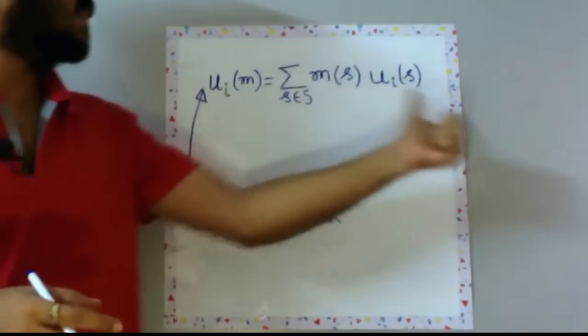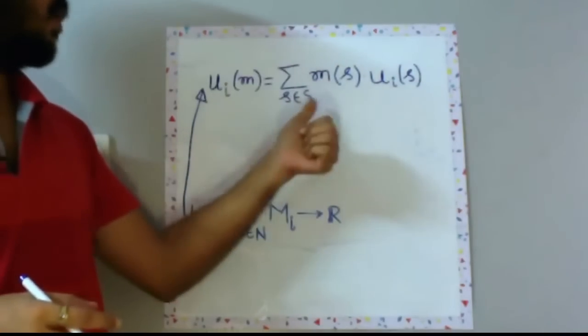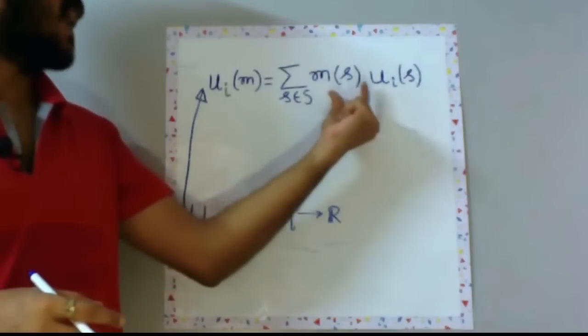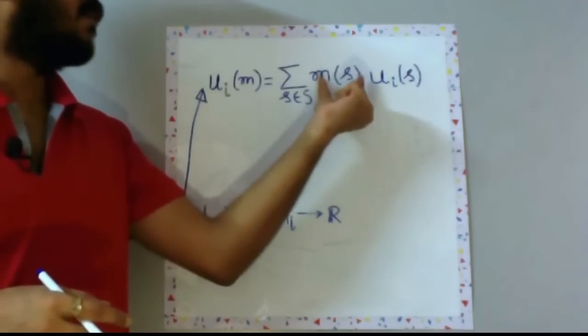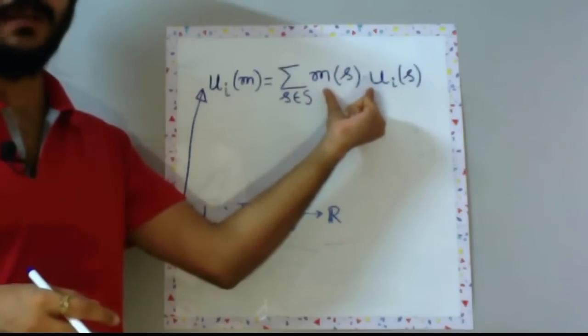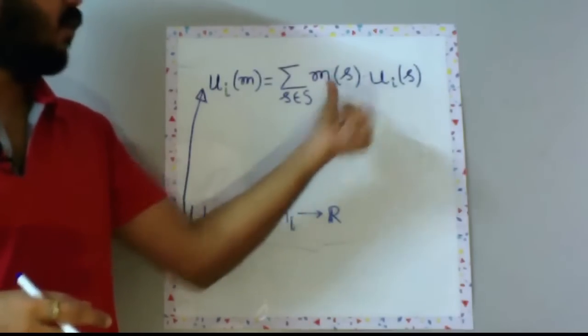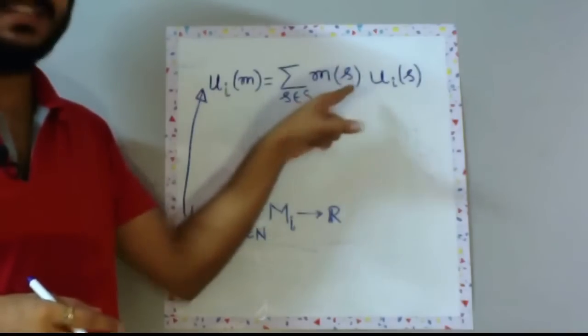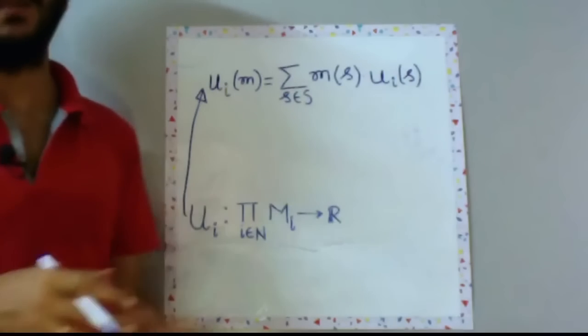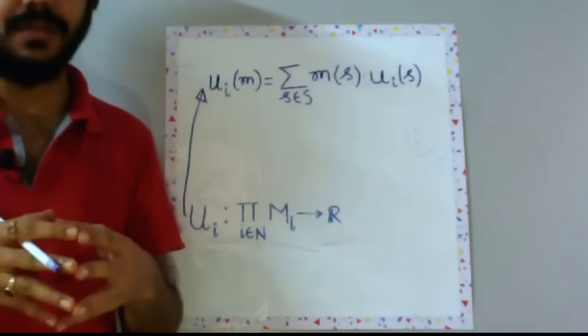Now what exactly is this? This is a sum over all my pure strategies, and I am calculating the product of probabilities. This m is the product of probabilities of all the players for that particular strategy combination, multiplied by the utility for player i for that particular strategy combination.